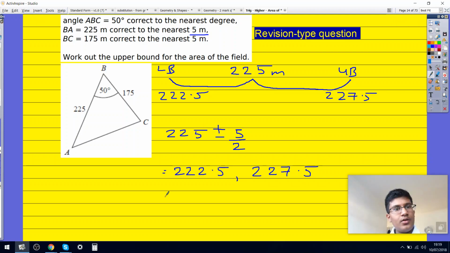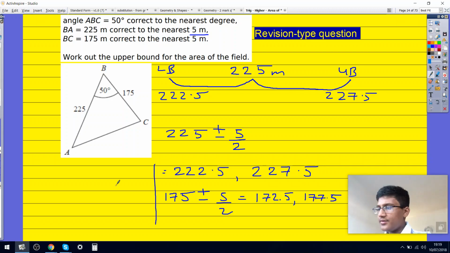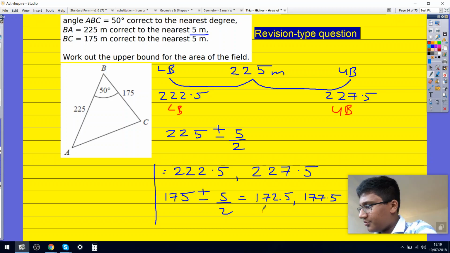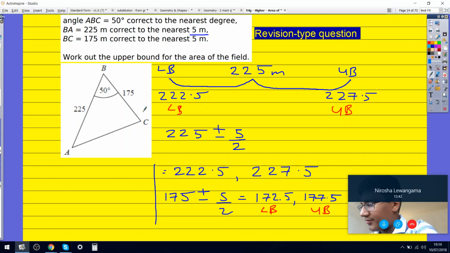So the upper bound of the area. They want the highest number that the area could possibly have been. So we'd have to use the highest length, so the upper bounds for both those two lengths, and also the highest degree that it could have been. So that would be 50 in the upper and lower bound. So that would be 50.5, because it's to 1 degree, and then 49.5 degrees. Well done. So basically we use the highest value, so that would be half AB sine C.